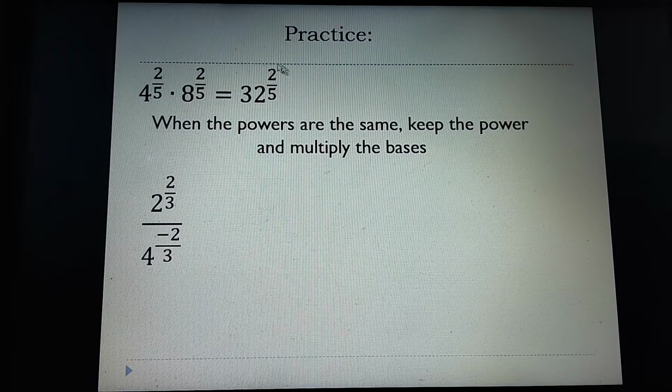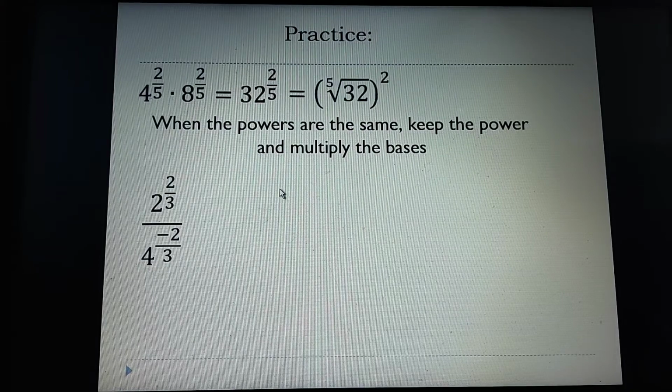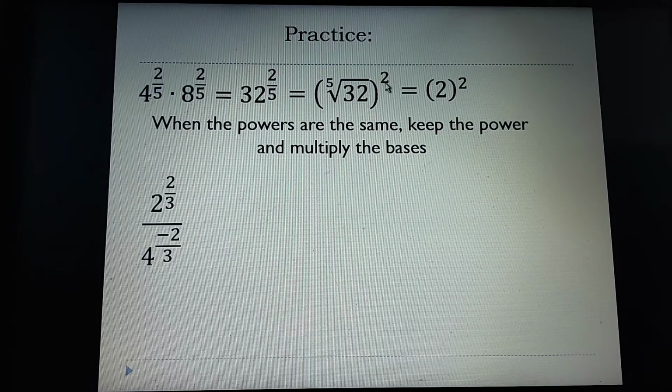Now I'm going to rewrite this into radical form. Now the 5th root of 32, go to your x perfect squares paper. Under the x to the 5th, you see 32. Go all the way to the right, it tells you it's 2. So now I bring over the power, and 2 squared is 4.